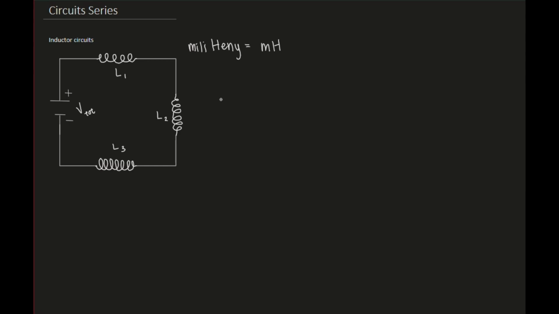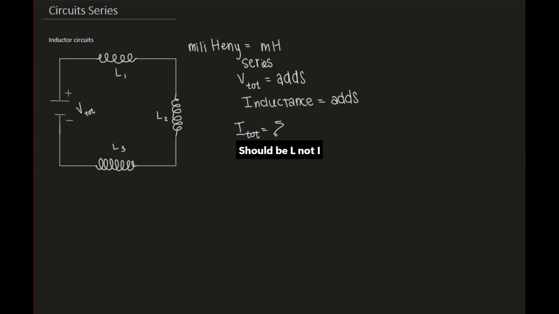So for this case, voltage for the series of inductors still adds across the entire circuit, just like it has in our previous examples of the capacitor and the resistor circuits. The inductance also adds. So the equivalent inductance or total inductance is just the sum of all the inductors for the series of inductors.